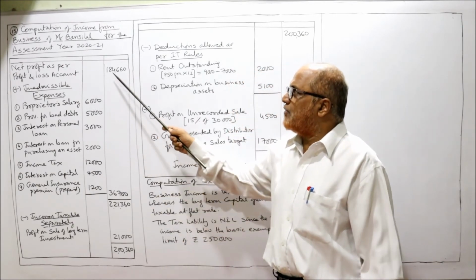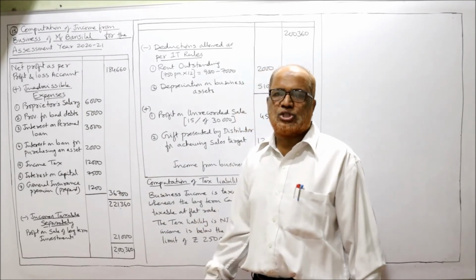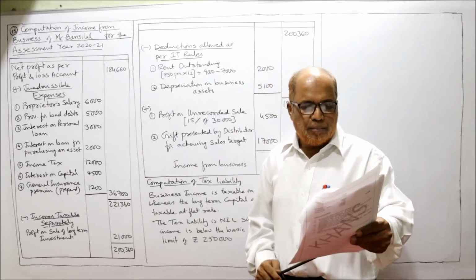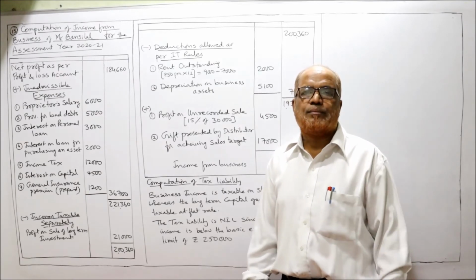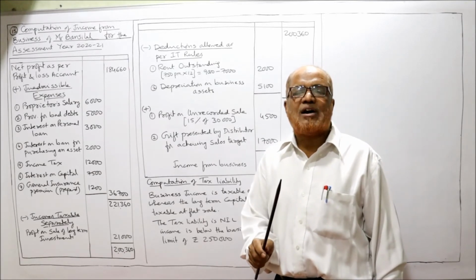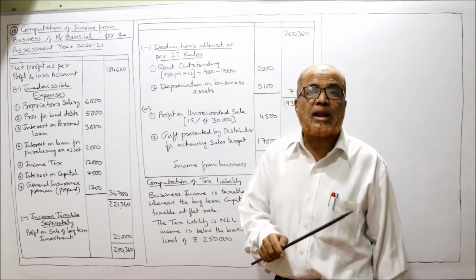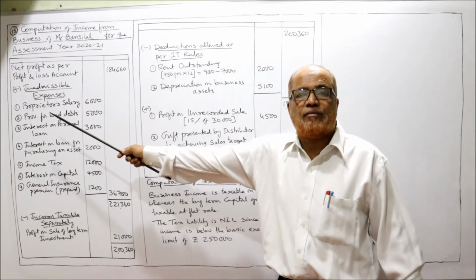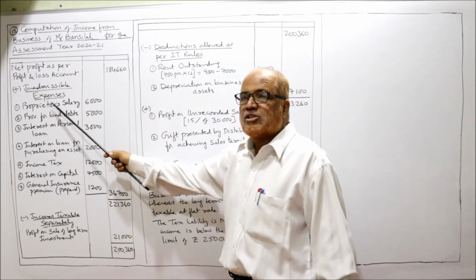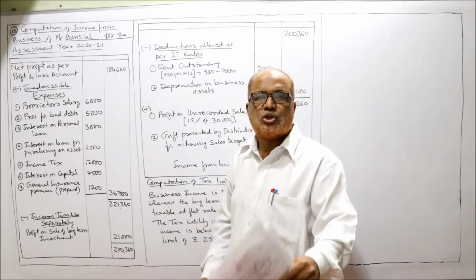Net profit as per profit and loss account 1,84,660. Inadmissible expenses: now on the debit side you see, salaries including proprietor's salary 6,000. Salary paid to staff is allowed as deduction, but salary of proprietor is disallowed. So we add back the inadmissible expense. Proprietor's salary 6,000 disallowed.